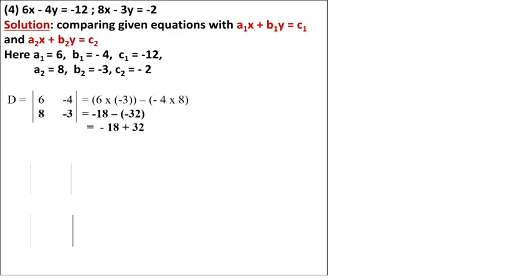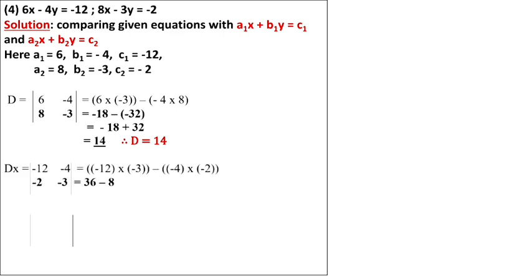We will open the bracket, minus 18 minus plus 32. 32 minus 18 we get 14. 32 is a bigger number, so it will be positive. D value we got is 14. For Dx we will use c1, c2 and b1, b2. Minus 12 into minus 3 minus 4 into minus 2. 12 threes are 36, minus minus plus. Minus 4 into 2 is 8, minus plus. So 36 minus 8 we get 28. So Dx value is 28.